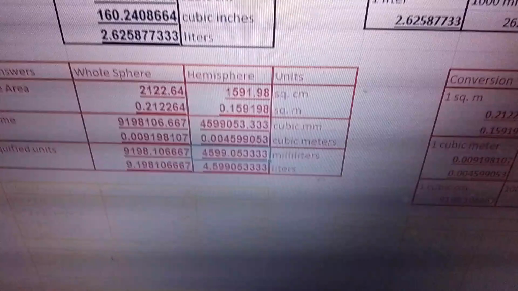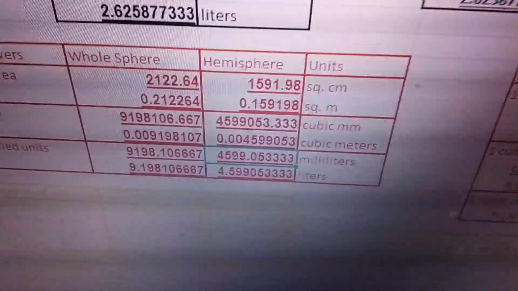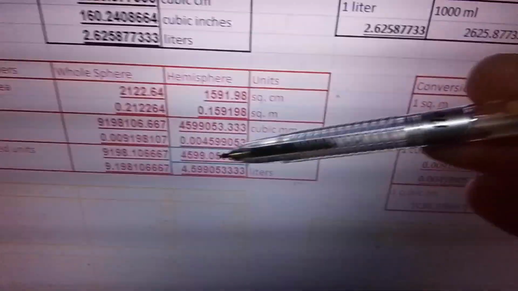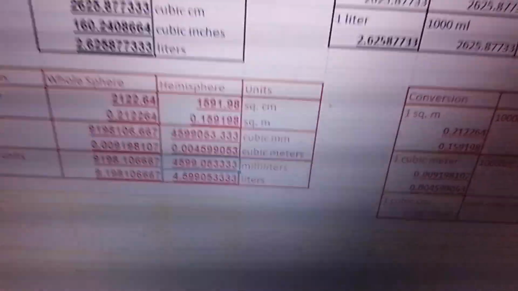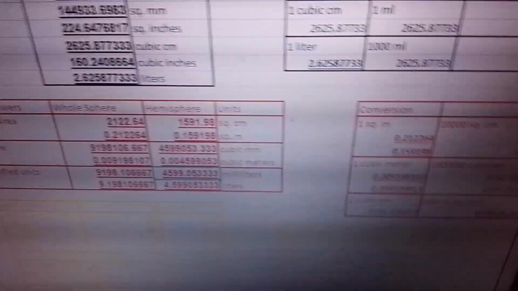And then if I were to convert that to liters, of course, 1 liter is 1,000 ml. We shift the decimal point 3 places to the left. Once we do so, we count 3 places, 1, 2, 3, and we should get 4.599. Yes, so that's the answer.